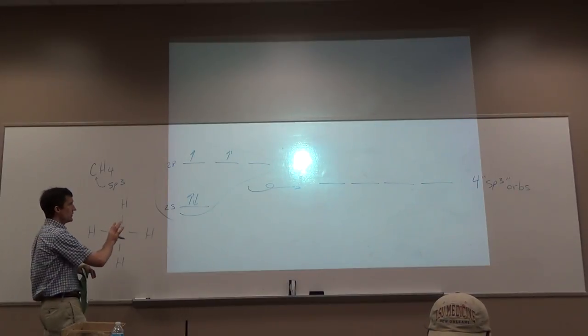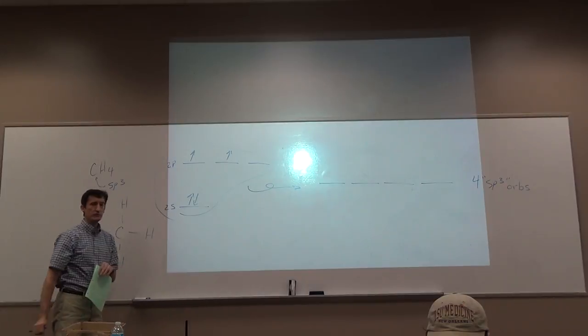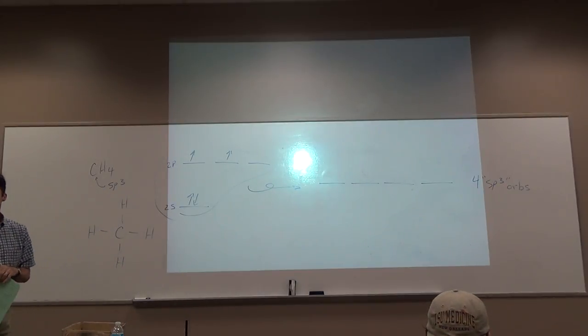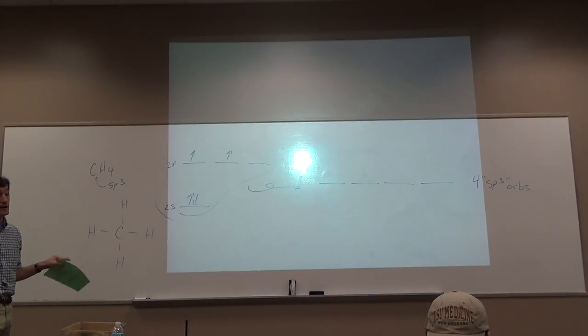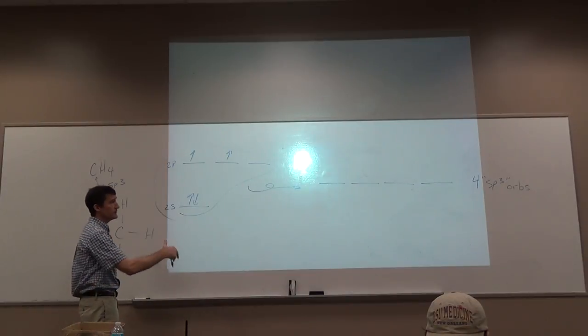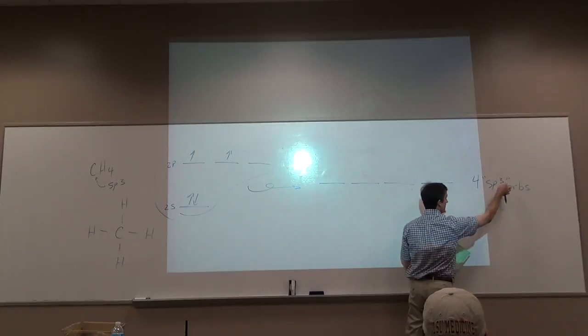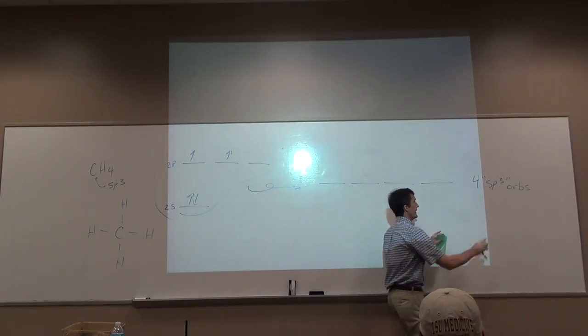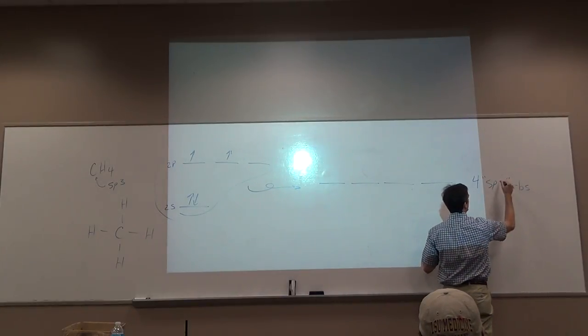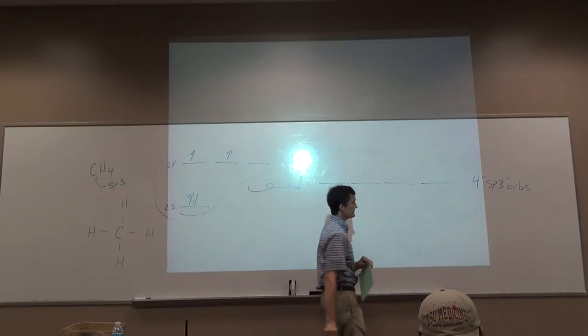Since they've been mixed, they're no longer an S or a P. They have a new name. What do we call these four? SP3. That's simplistic. That's just the name of what went into the blender. We put one S in the blender, and we put three P's in the blender. That three probably doesn't need to be superscript.